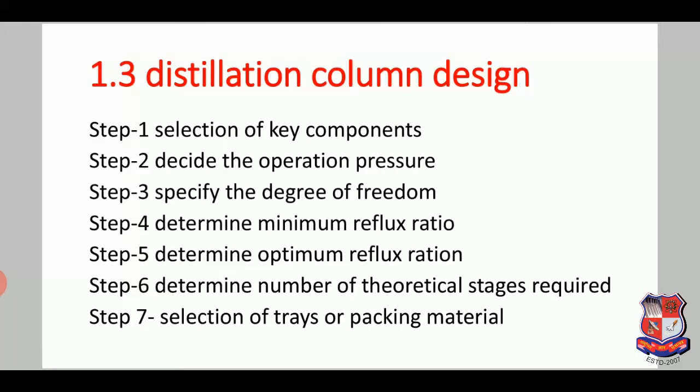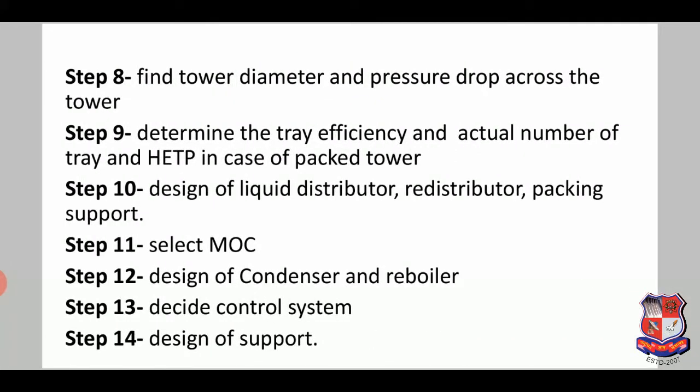And in case of a packed tower, there are various types of packing materials like Raschig rings, Pall rings, Berl saddles, Intalox saddles. So these are the various packing materials. These were the random packing materials. Besides this, regular packing is also available. So we need to consider all those criteria. Next, step 8. Find the tower diameter and pressure drop across the tower.